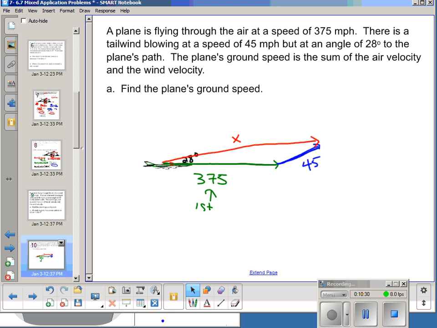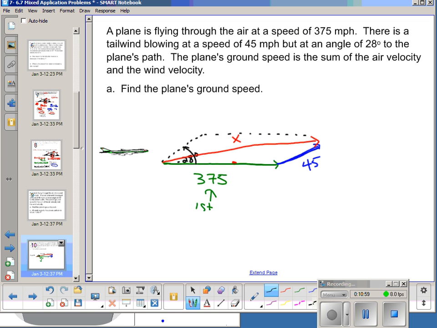So the plane's flying like this, but the wind is blowing it. And so overall, the plane's going to move on that trajectory. What I need to do this is right now, because remember, the 28 degrees is to this right there. So I do not have this angle of my triangle. I don't have any of the angles of my triangle, except for the fact that I know that this vector addition always makes this lovely parallelogram.